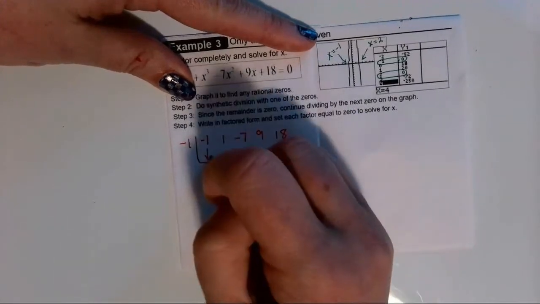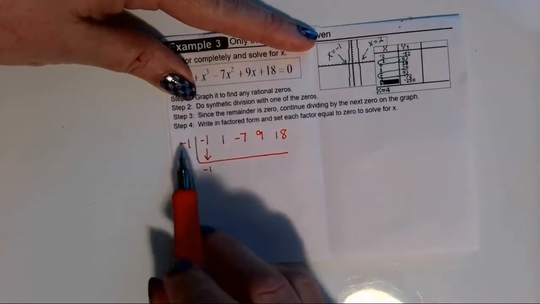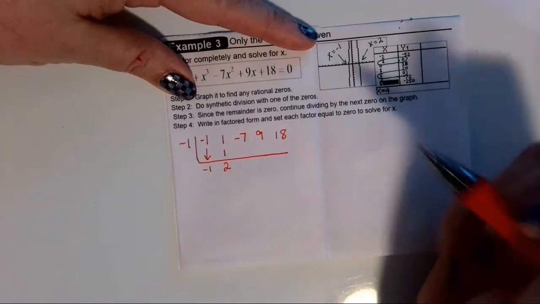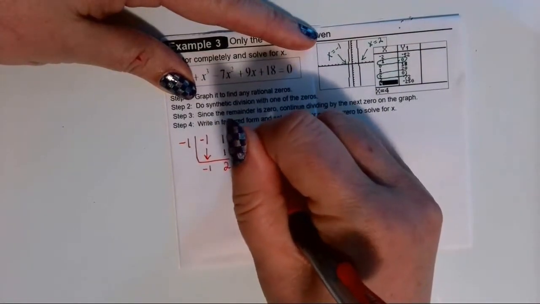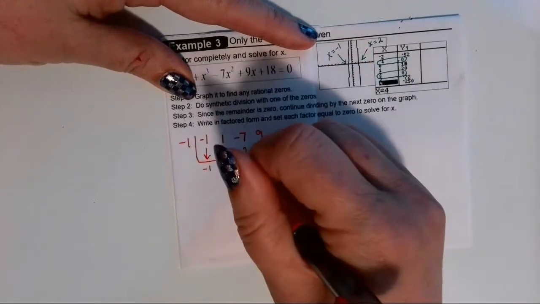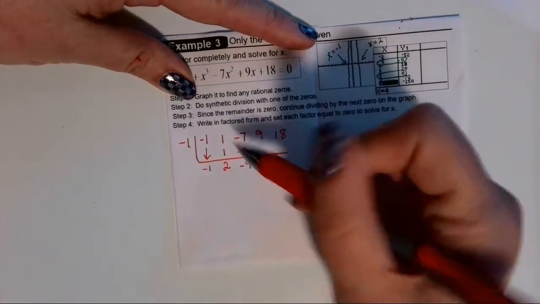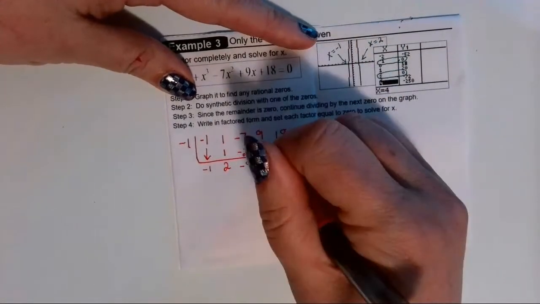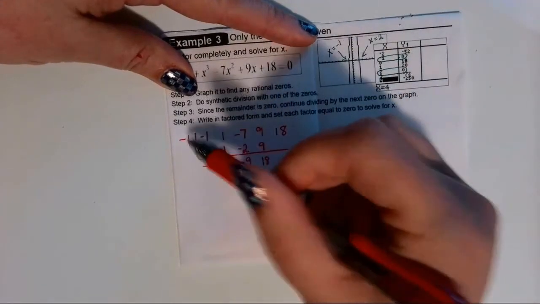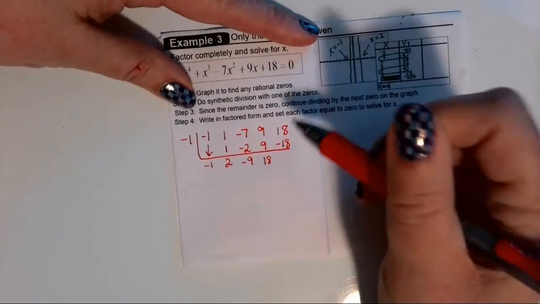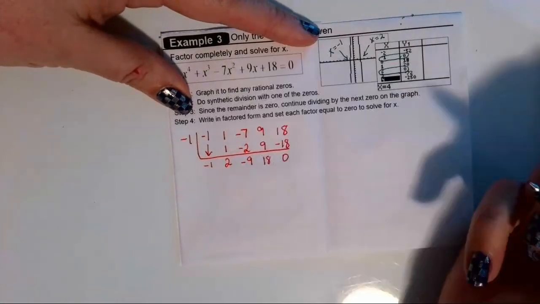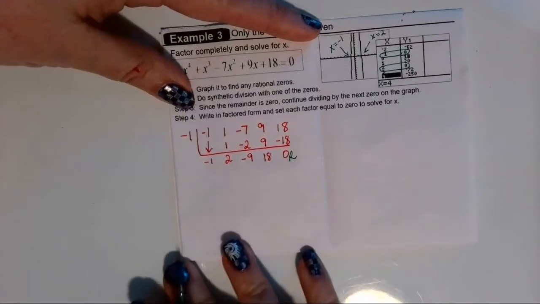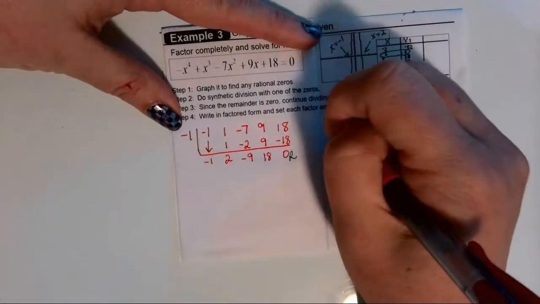So I bring down my first value and then multiply. -1 times -1 is +1, and add 1 plus 1 is 2. Then multiply. 2 times -1 is -2, and add -7 plus -2 is -9. Multiply. -9 times -1 is +9. Add 9 plus 9 is 18. Then multiply. 18 times -1 is -18, and add 18 plus -18 is 0, and that 0 is the remainder. So I know that x plus 1 was a factor of my polynomial.